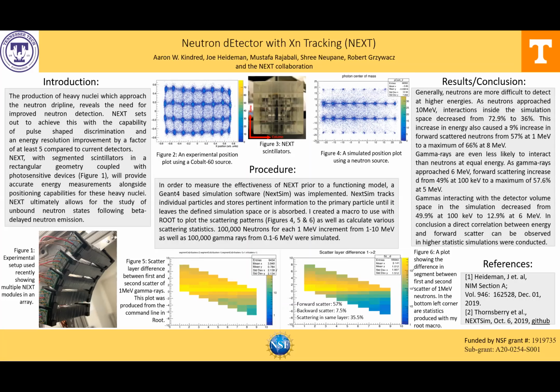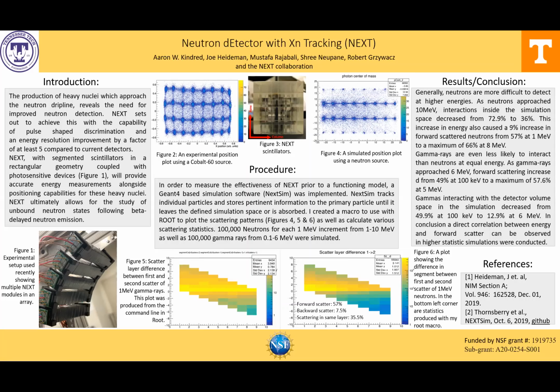I constructed a macro to use in a root environment which fills various histograms, some of which are shown here in Figures 4, 5, and 6, and calculates scattering statistics for primary particles. For each simulation, I set the number of primary particles to 100,000 and incremented the energies of the particles by 1 MeV, all the way to 10 MeV for neutrons and 6 MeV for gamma rays. After some time debugging my code, I'm now able to produce consistent spectra and print out scatter statistics to the root environment. The most notable spectra are shown here in my poster.